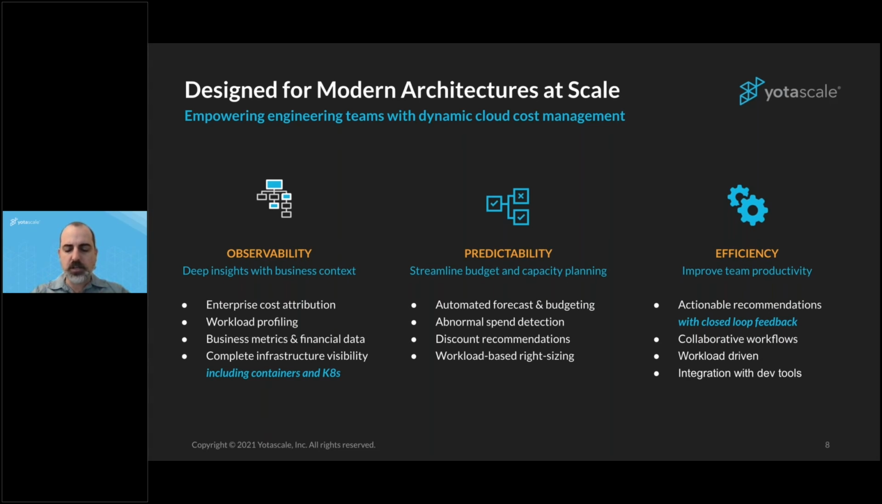Observability is the part of really giving the insights. We looked at that in the last couple of slides: how do you do that tag mapping, and how do you give a really deep business context, being able to drill down into your environment.